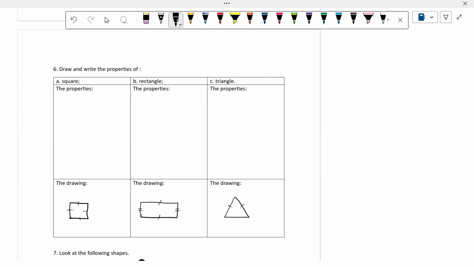So for the properties, square. It has 4 sides, 4 equal sides. And then it has 4 right angles.